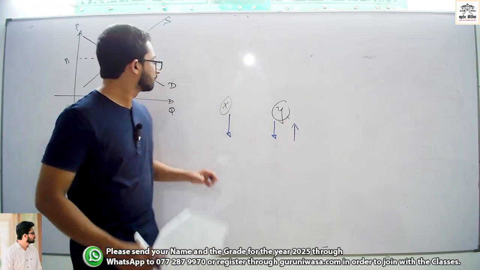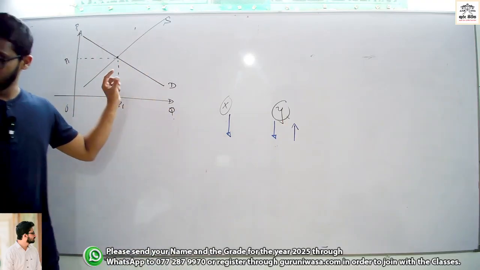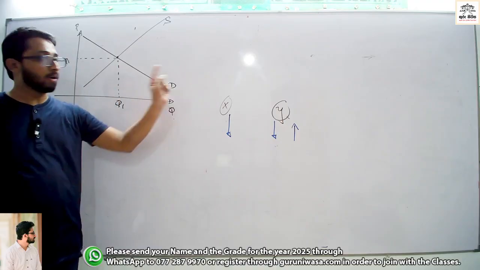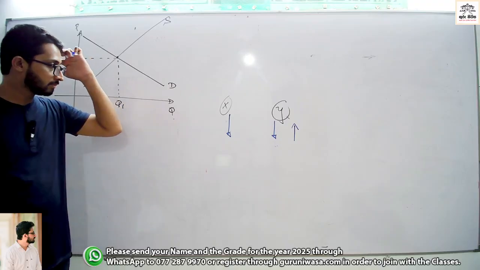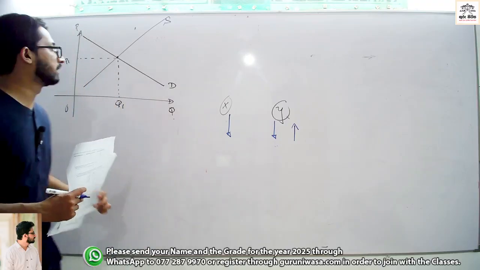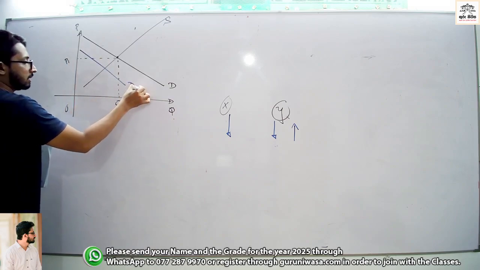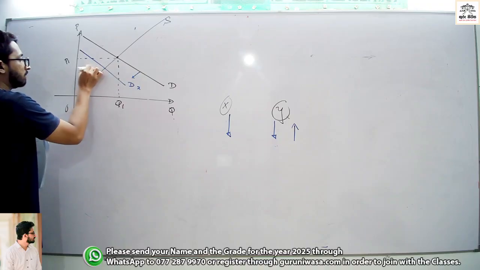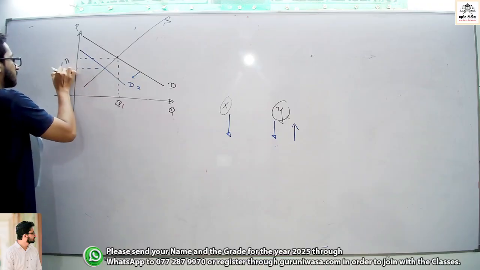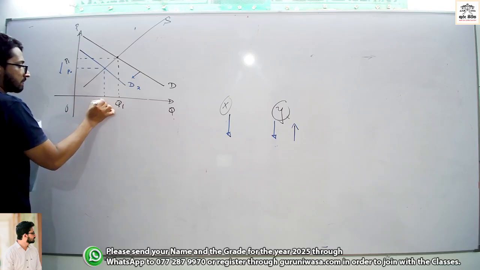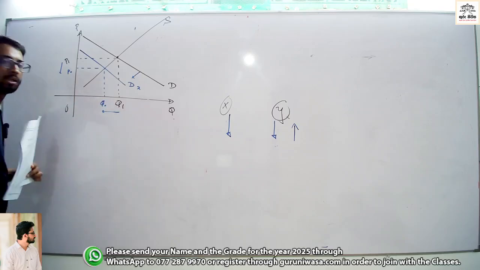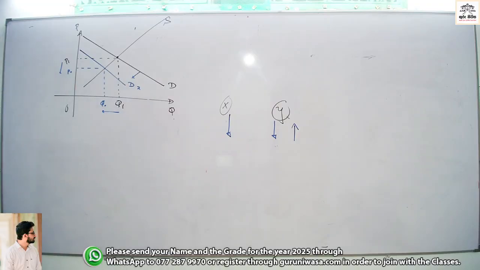Anyway, this equilibrium is for product X, not Y. Here demand decreases. My demand decreases means demand curve shifts to the left side. Then equilibrium price falls, quantity also falls. So first one cannot be the answer because they ask the event that would not cause decrease in both equilibrium price and equilibrium quantity of good X.